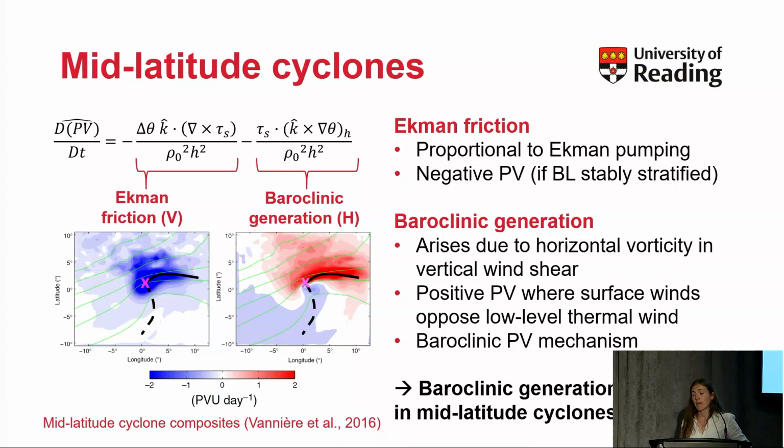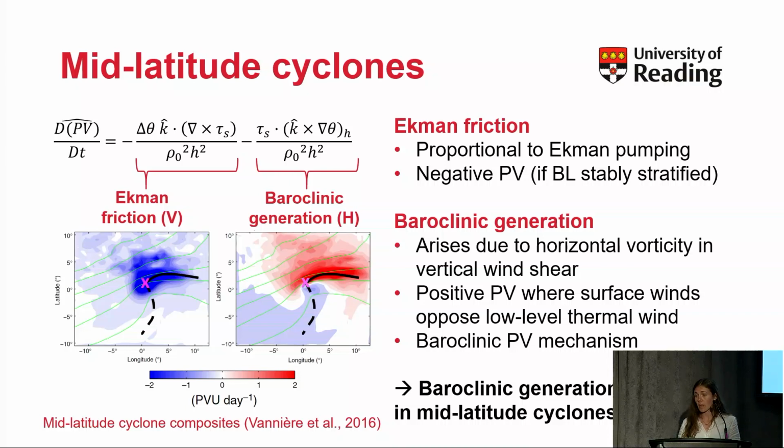And then the second term is less well known. This is called baroclinic generation, and it arises due to horizontal vorticity due to vertical wind shear across the boundary layer. And the sign of this term depends on the orientation of the surface stress and the gradient of potential temperature above the boundary layer, which is equivalent to the low-level thermal wind. So in typical mid-latitude cyclones, positive PV is generated along the warm front, where the surface winds oppose the low-level thermal wind.